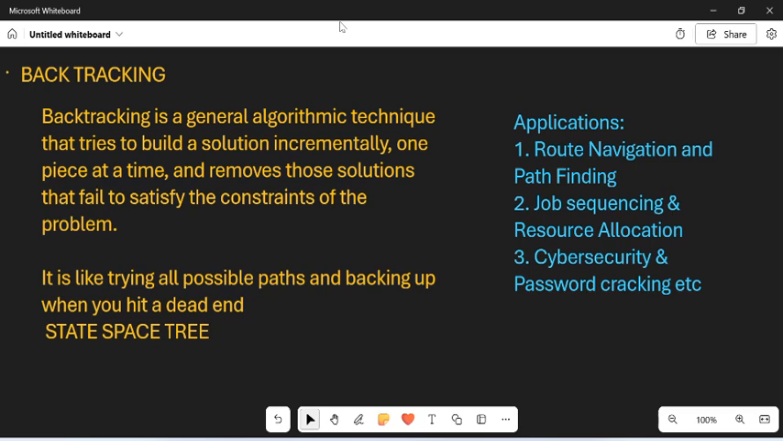Before that, let us see the definition and then we shall try to understand backtracking by using a simple example. Backtracking is a general algorithmic technique that tries to build a solution incrementally, one piece at a time, and removes those solutions that fail to satisfy the constraints of the problem. We use simple backtracking in Sudoku solvers and word puzzle games. These are all places where we apply backtracking.